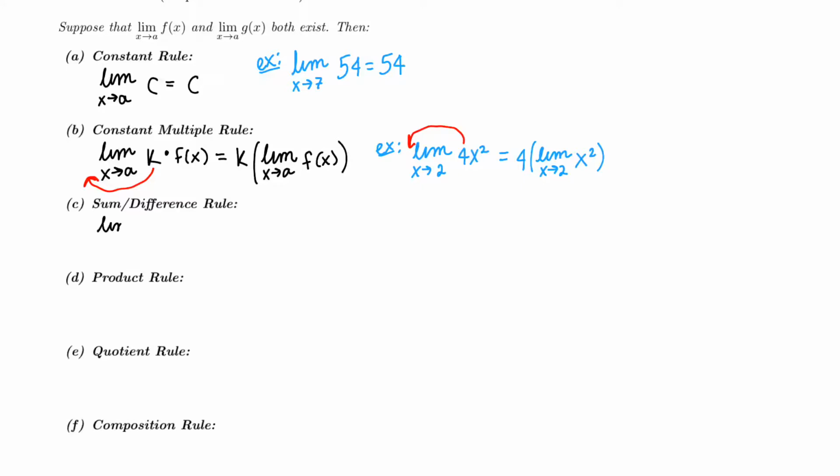The sum and difference rule. If you have the limit as x approaches a of f of x plus or minus, it doesn't matter which, g of x. With this, you can take this limit part and give it to both of them instead. It's almost like what we'd hope would happen. So this would be the same thing as the limit as x approaches a of f of x, plus or minus, depending on what you're working on, the limit as x approaches a of g of x.